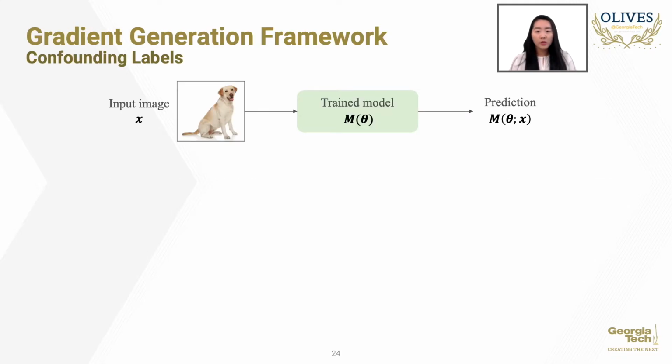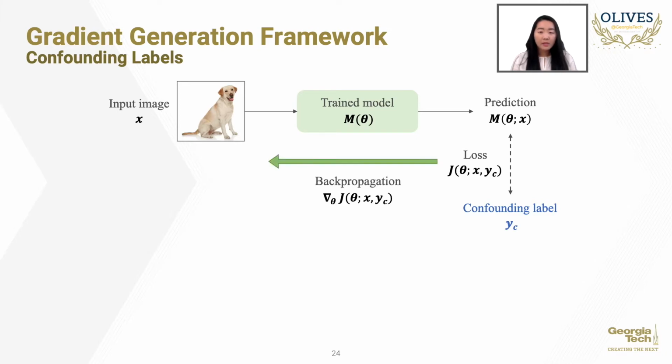So how do we actually utilize confounding labels to generate gradients, which then can be a measure of model uncertainty? Let's say we have a trained model. Given an input, we can get a prediction from the model. Between the model prediction and a choice of confounding label, we can compute the loss. Here, we utilize binary cross-entropy loss.